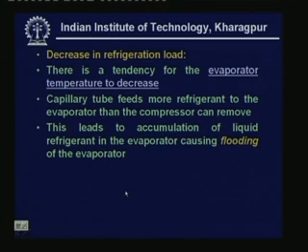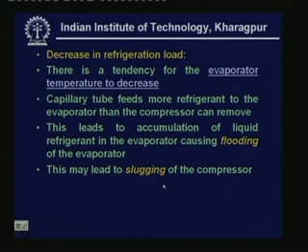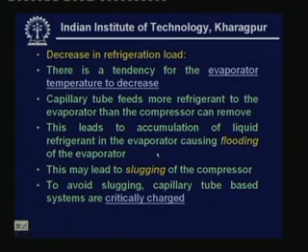This leads to accumulation of liquid refrigerant in the evaporator, causing flooding of the evaporator. This may lead to slugging of the compressor, and as you know, slugging of the compressor is dangerous and it should be avoided, otherwise the compressor may get damaged. So, to avoid slugging, capillary tube based systems are critically charged. What do we mean by a critically charged system?